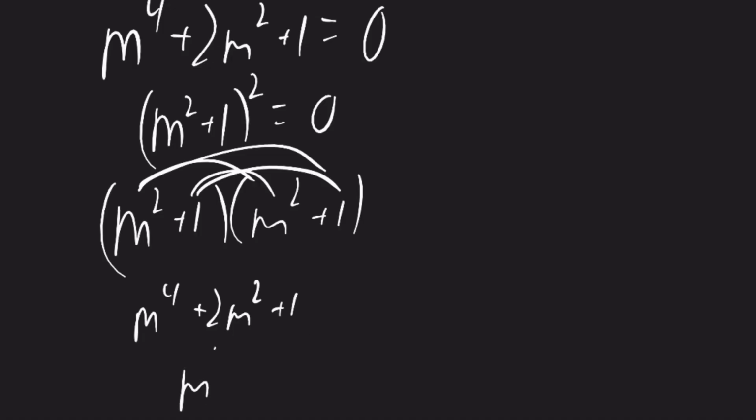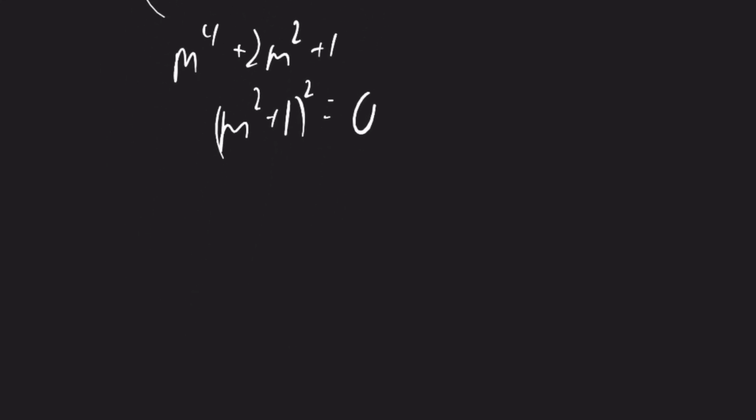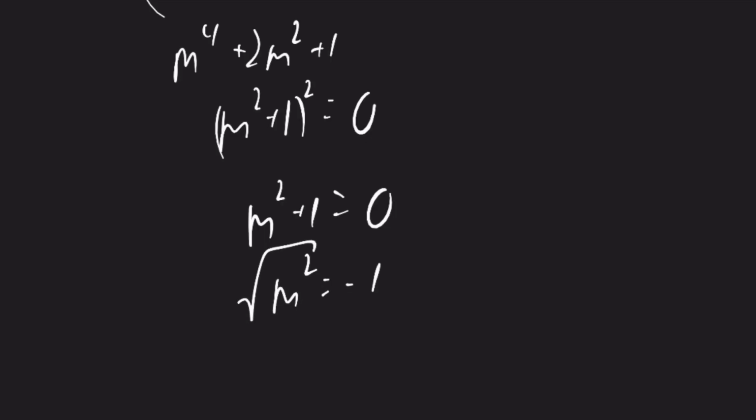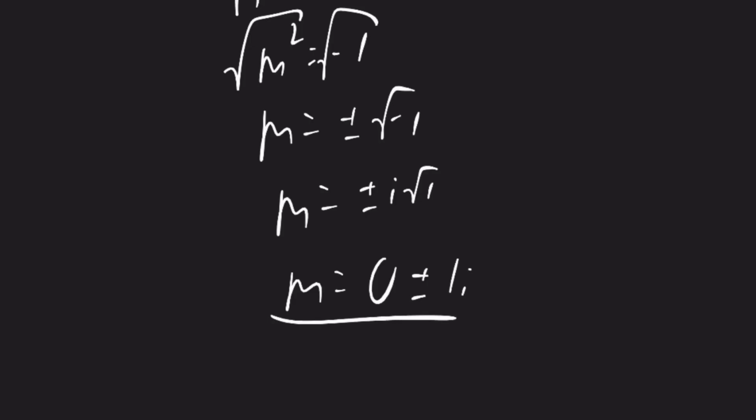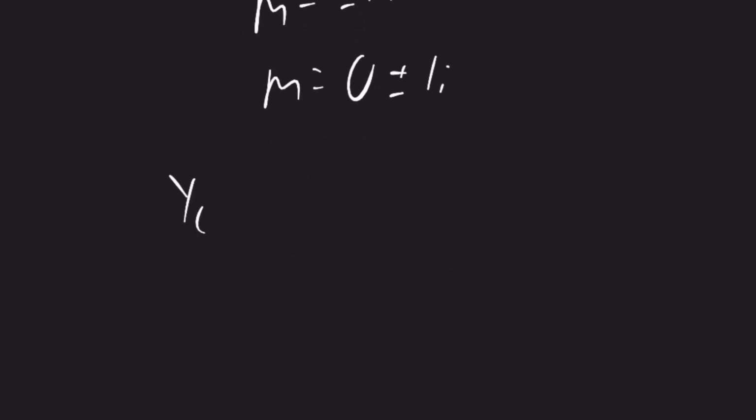So we know m squared plus 1 is the factor of our auxiliary equation. I'll worry about the square later, and I'll just look at m squared plus 1 is equal to 0. We'll get m squared is equal to negative 1. We can now take the square root of both sides. So m will be equal to plus or minus the square root of negative 1. So m will be equal to plus or minus i times the square root of 1, or 0 plus or minus 1i.